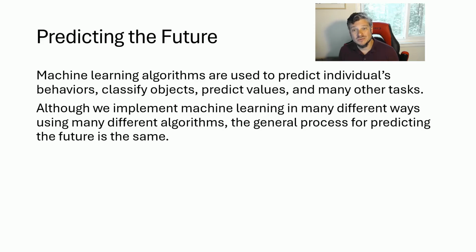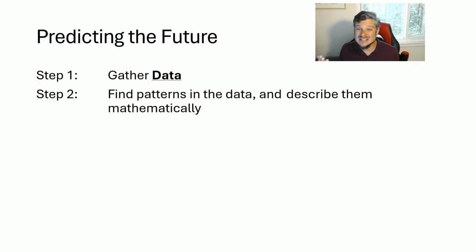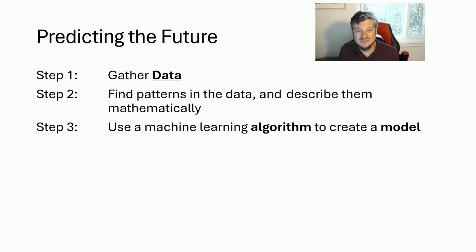Anyway, this is how machine learning works, though. Machine learning algorithms are used to predict individual behaviors. They can classify objects, predict values. They can do a bunch of tasks. And although we implement that machine learning in different ways, we use different algorithms, we create different types of models, the general process, though, is always going to be kind of the same when we want to predict the future. We need to gather data. We need to find patterns in that data, describe them mathematically, and then we use a machine learning algorithm to help us create that model.